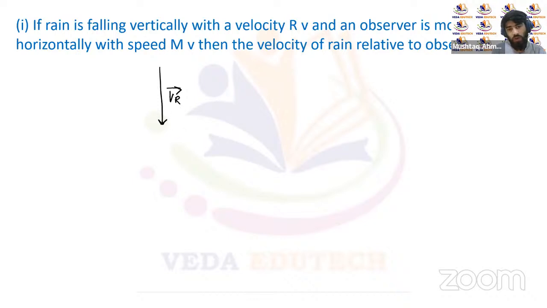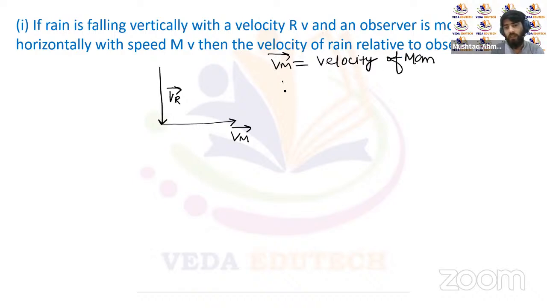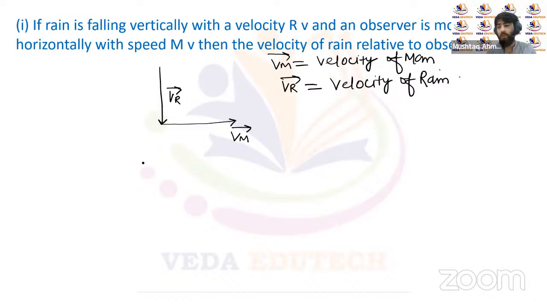And the man is moving in the horizontal direction like this with respect to ground. We call that velocity Vm. This is the velocity of man, and VR is the velocity of rain. The rain is falling vertically downwards with respect to the ground, and the man is moving in the horizontal direction with respect to the ground.